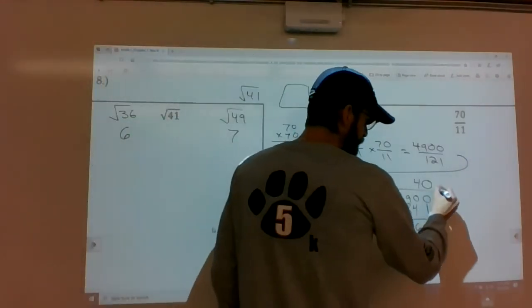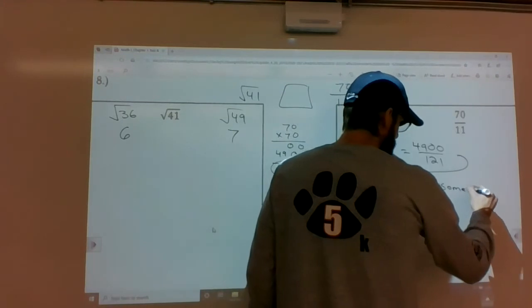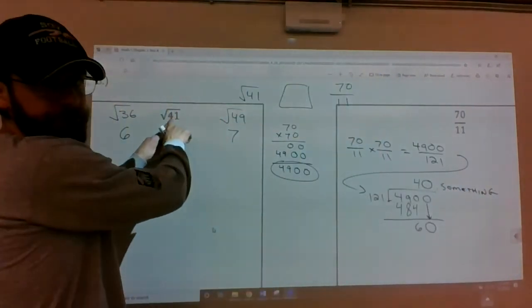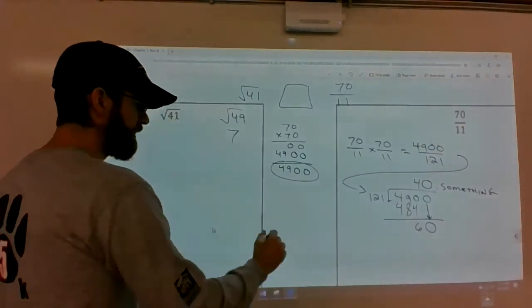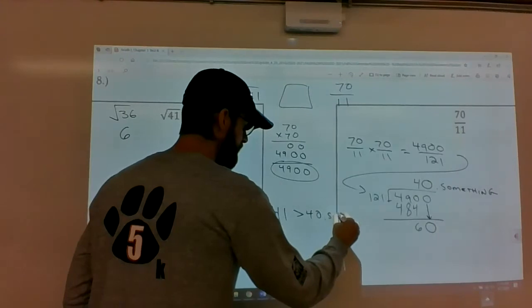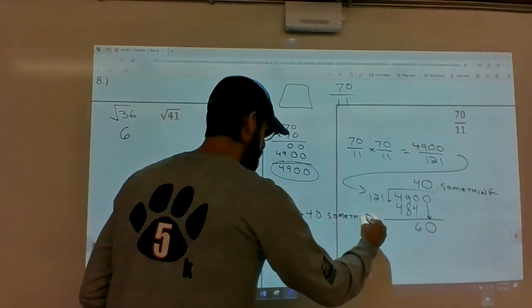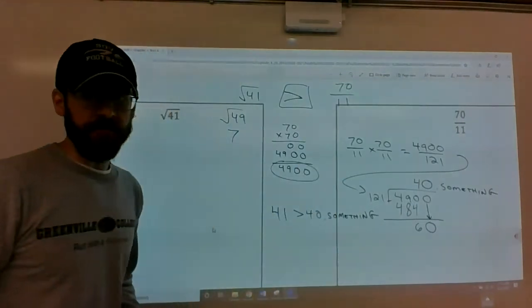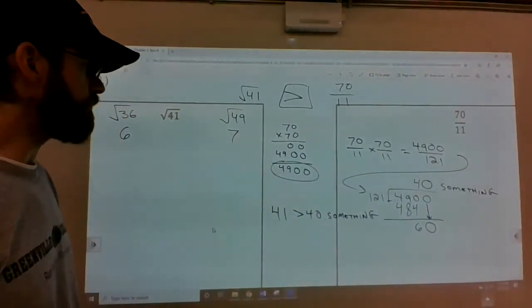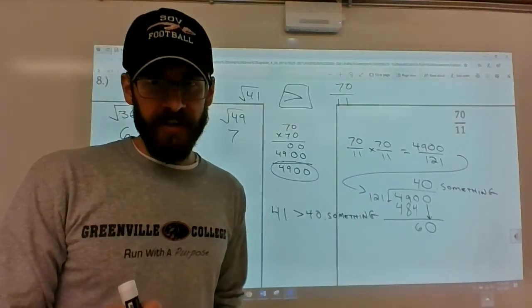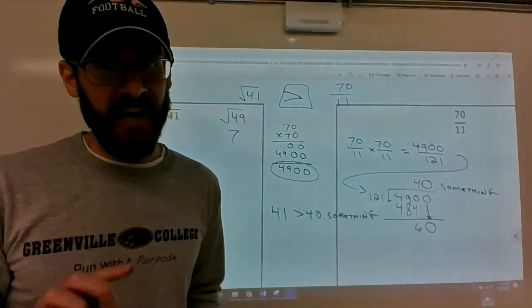We know that this is 40 point something, and this is 41. 41 is greater than 40 point something, which means root 41 is greater than 70 over 11. Now, there's an alternate way of working this out that a lot of you guys do, but it's kind of risky.